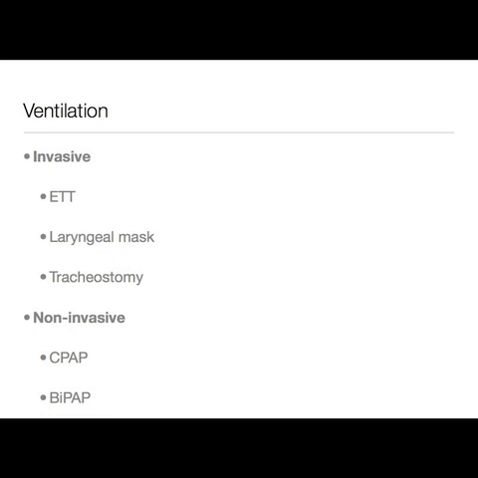Non-invasive ventilation is where ventilatory support is achieved through the patient's upper airway, using either a face mask or a nasal mask. A face mask is most commonly used, as most patients are mouth breathers. The most important types of non-invasive ventilation you'll need to know about are CPAP and BiPAP.